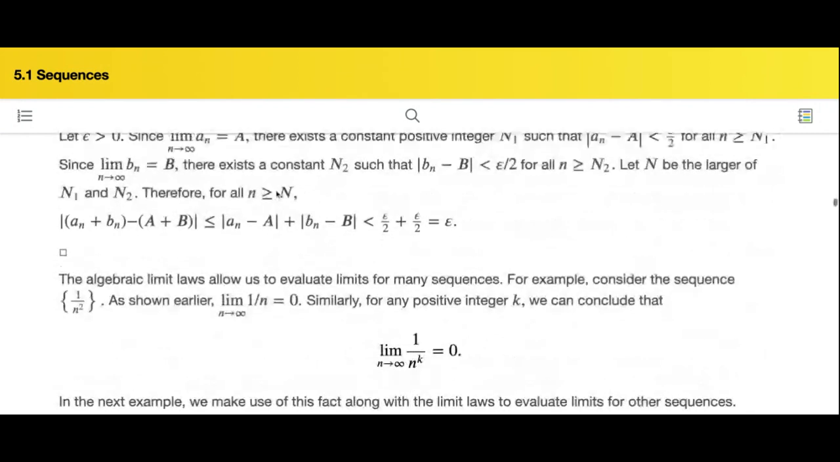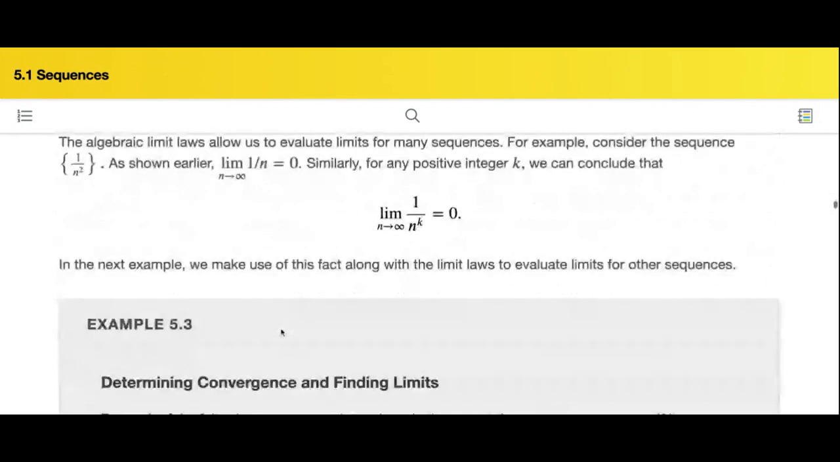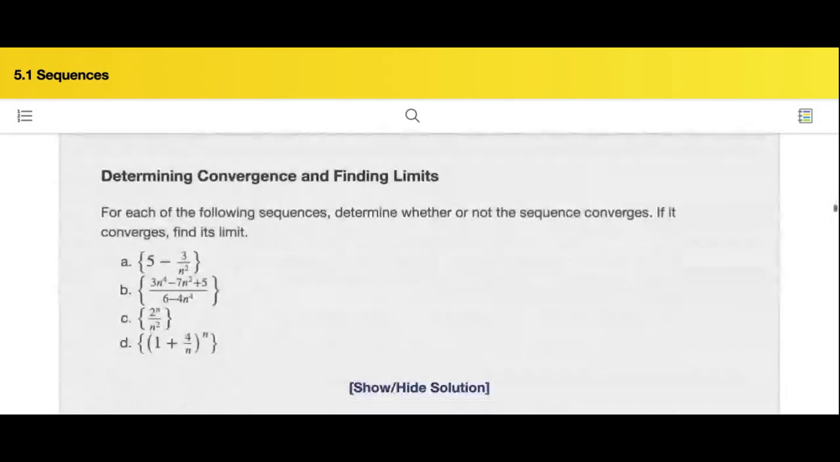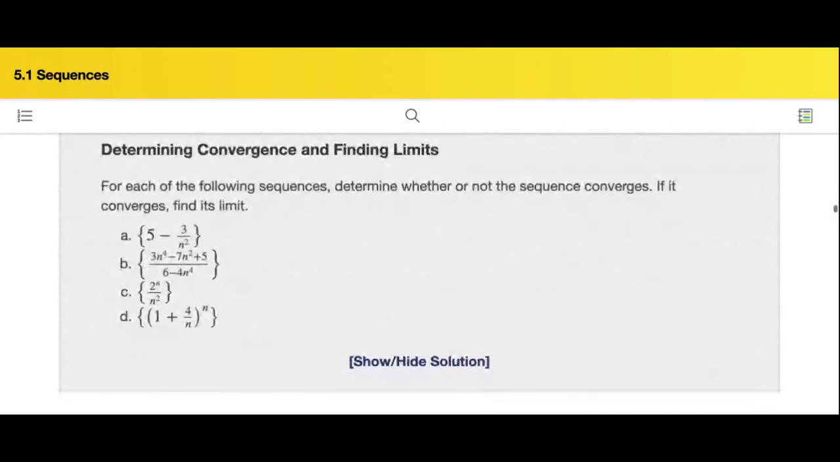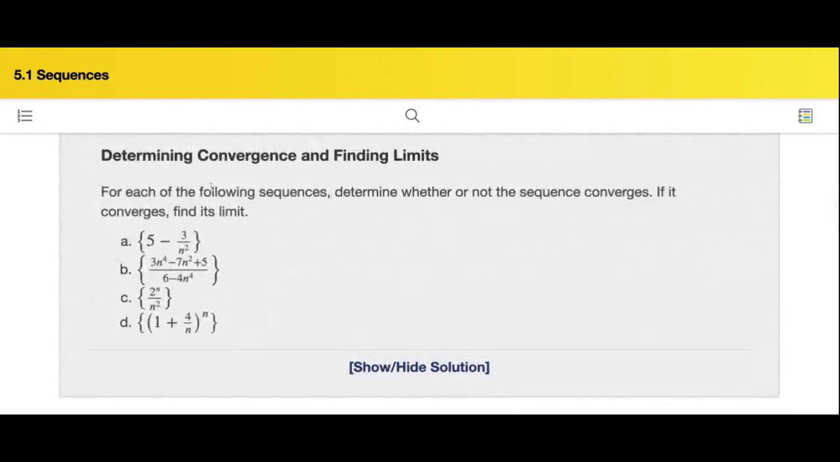You can go through the proof by the definition, but I'm going to skip them. Okay, let's see these examples. We want to determine the convergence or divergence and find limits for A, B, C, D.